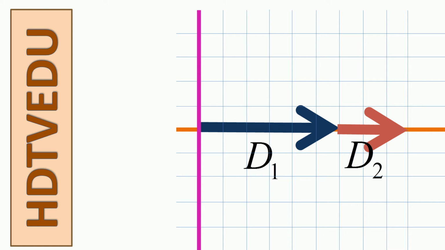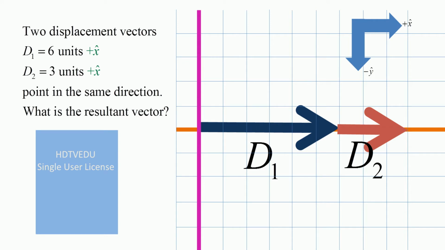Here we have two vectors, d1 and d2, two displacement vectors. d1 is equal to 6 and d2 is equal to 3. So we have two displacement vectors, d1 equal to 6 units along positive x and d2 equal to 3 units along positive x, both pointing in the same direction. What is the resultant vector? What is the net effect of these two vectors acting in the same direction?